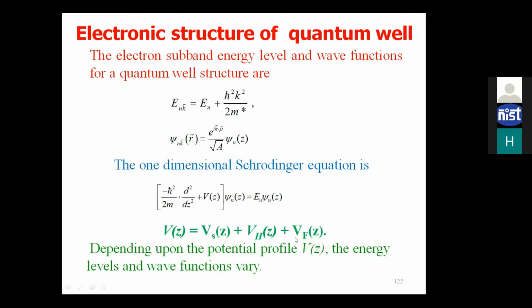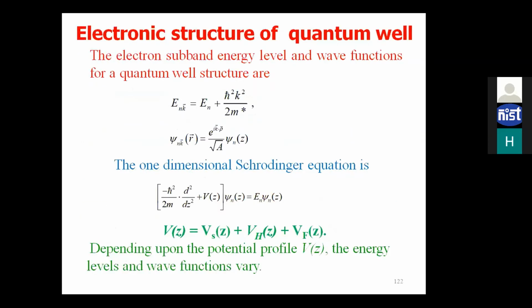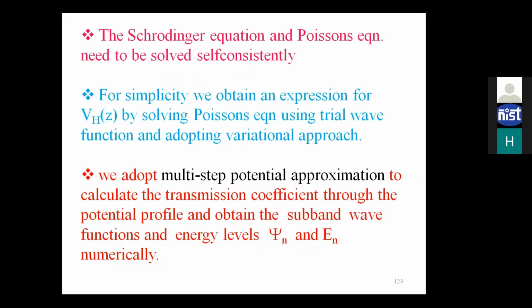So actually the Schrödinger's and Poisson's equations need to be solved self-consistently, because simultaneously our aim is to find out the energy level, wave function, as well as the number of occupations, that means how many energy levels are occupied. So it needs to be solved self-consistently. However, for simplicity, we obtain an expression of the Hartree potential by solving Poisson's equation, using a trial wave function and we adopt the variational approach.